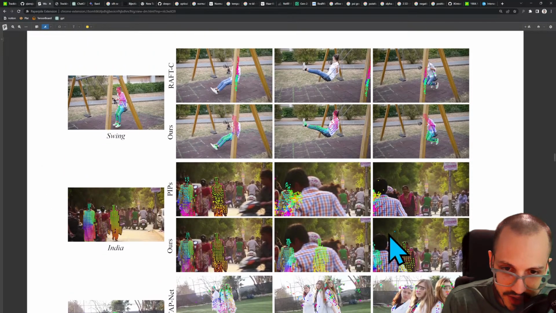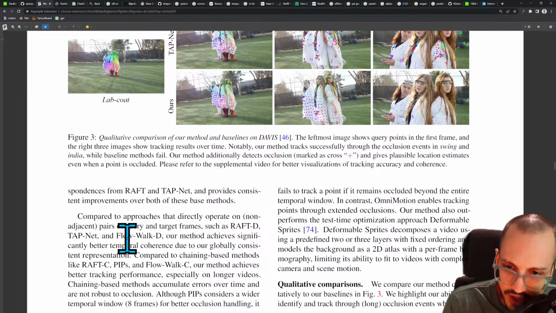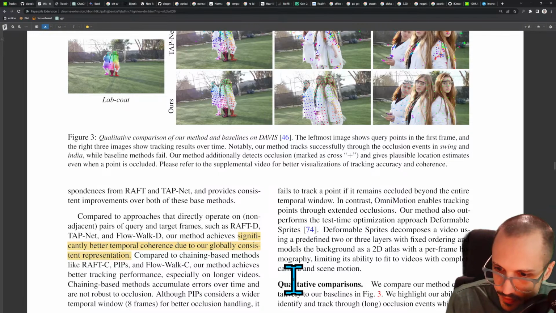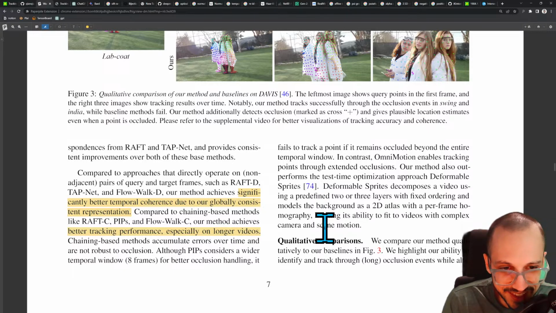So these are very impressive results. Of course, these are going to be cherry picked, but, compared to approaches that directly operate on pairs of query and target frames, our method achieves significantly better temporal coherence due to our globally consistent representation. Compared to chaining-based methods, our method achieves better tracking, especially on longer videos. Is a 4-second video a longer video? I don't know. That seems like still pretty short to me.